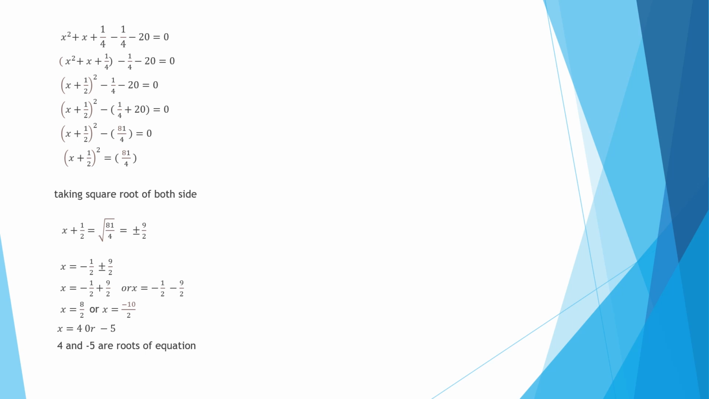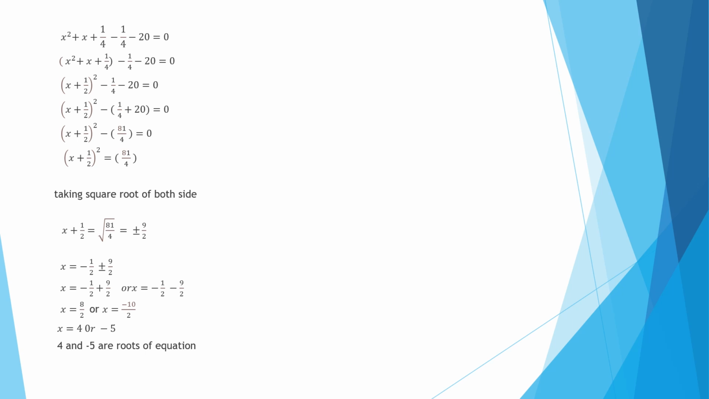Then we solve this: 1 by 4 plus 20 is equal to 1 plus 20 into 4, that is 80, and 80 plus 1 is equal to 81. So we write 81 by 4. That is, 1 by 4 plus 20 is equal to 1 plus 20 into 4, over 4, which is 81 by 4.